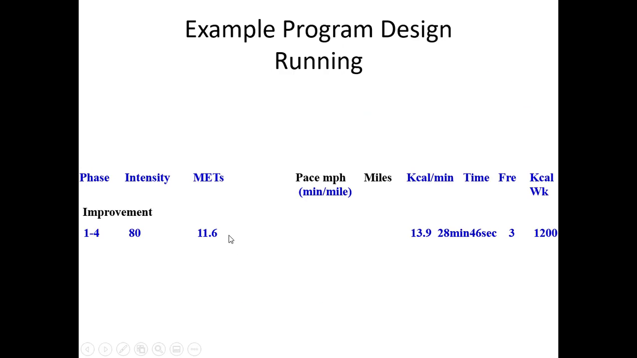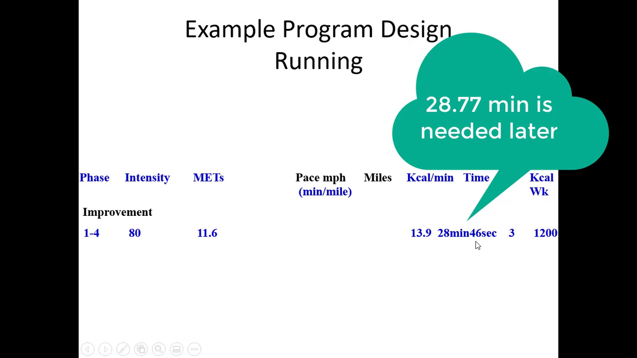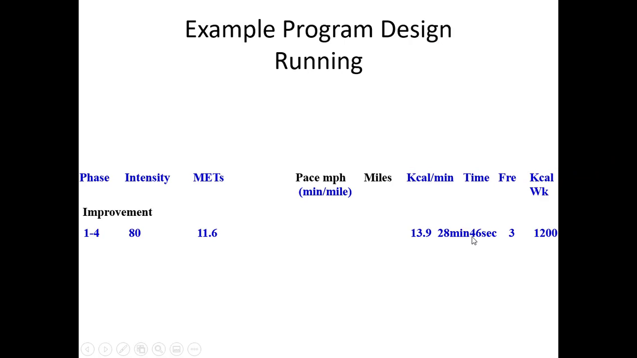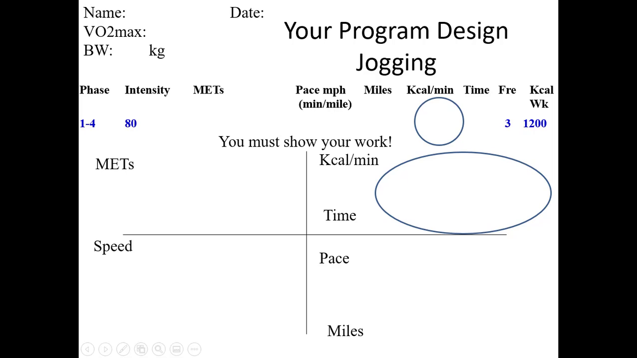So I think you already wrote down your METs value, 11.6. So please write down your kilocalories per minute value as well as time, 28 minutes, 46 seconds. How about class? I said you need the decimal number too, right? We'll use it later, right? So at this time, 28 minutes, 46 seconds is good. But how about 28.77? That was the decimal number, right? So you should maintain that number too. Does it make sense? So in your paper, you should hand this in to me, right? So please write down your kilocalories per minute as well as time, and please show your work in this column.